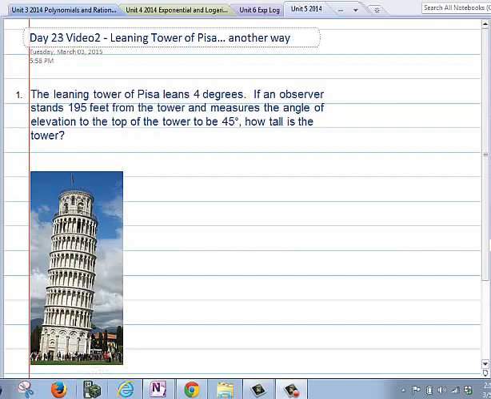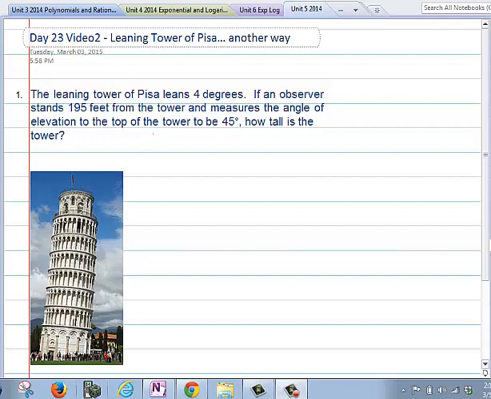We're talking about leaning objects, and why not talk about the Leaning Tower of Pisa? People have studied this tower, and they say that it was repaired. It used to be leaning at, I think, 9 degrees, and after the reconstruction, they've got the lean down to 4 degrees. Anyway, how do you find the height of a leaning object?